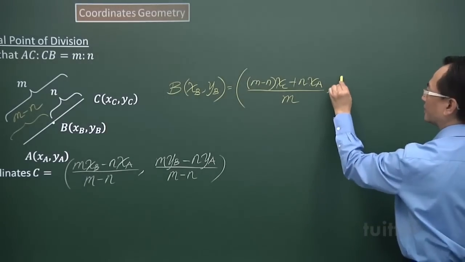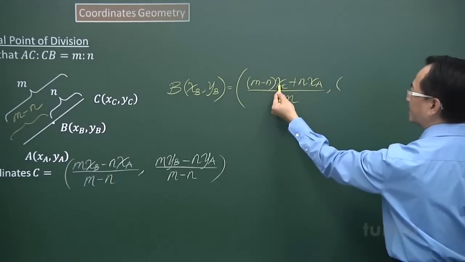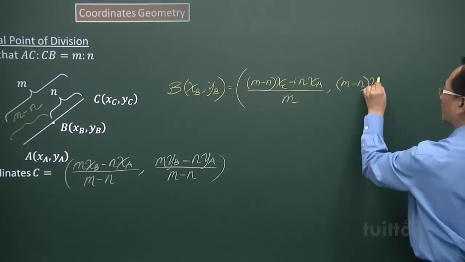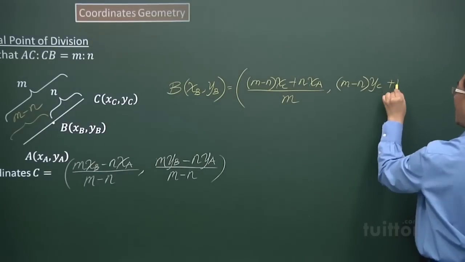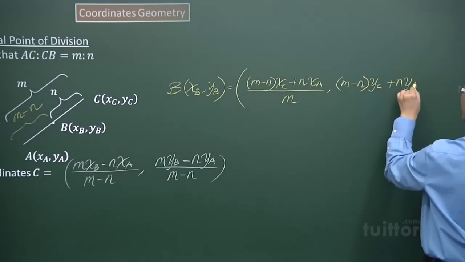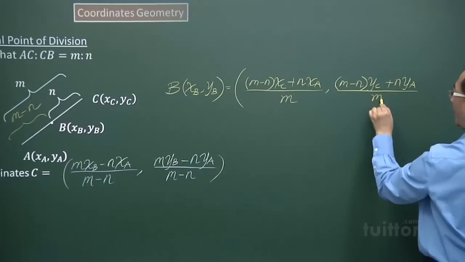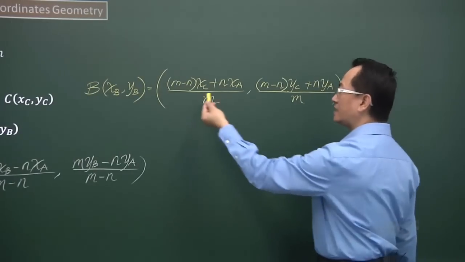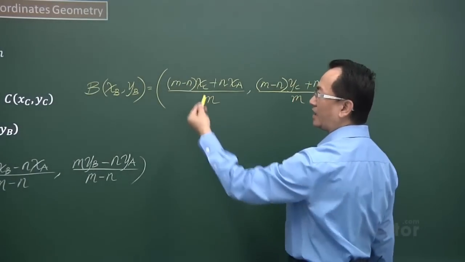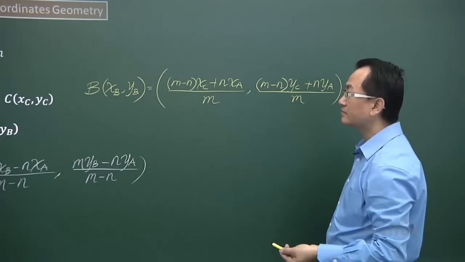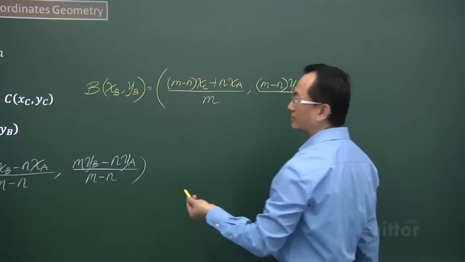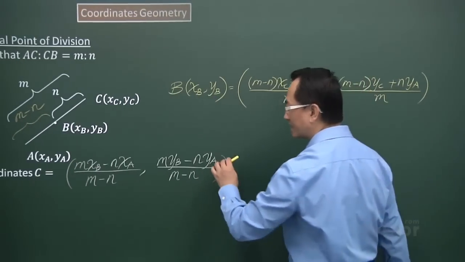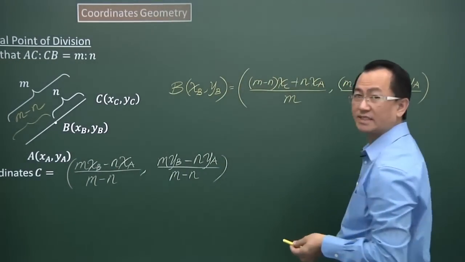Then, follow the same thing, just replacing the x with y. M minus N times YC plus N times YA over M. Now you can see this is basically what we had in part A. But for this case, external point of division, there is a direct formula to go about it.